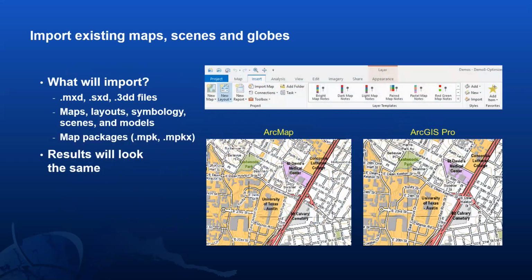Importing map scenes and globes is very easy. You can pull any of those in. You saw me pull in a style set from ArcMap. You can also import a map document, a globe, or a 3D scene, and those all just come out just fine. There's really no differences whatsoever. Those all just come in.